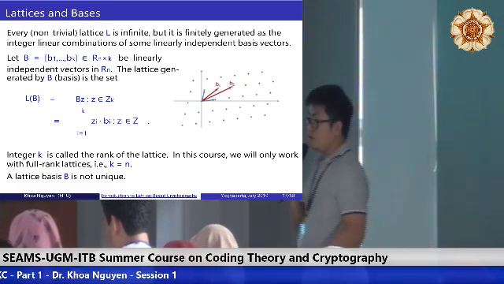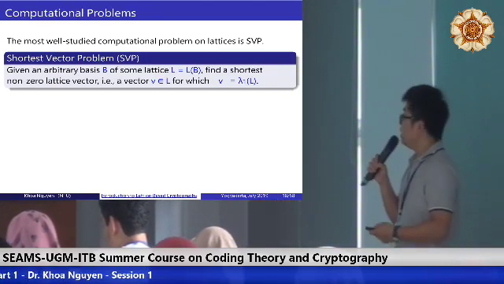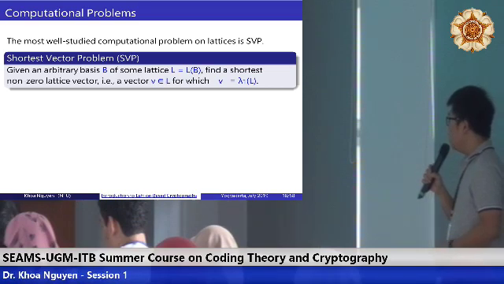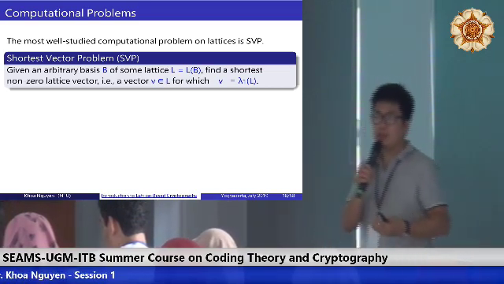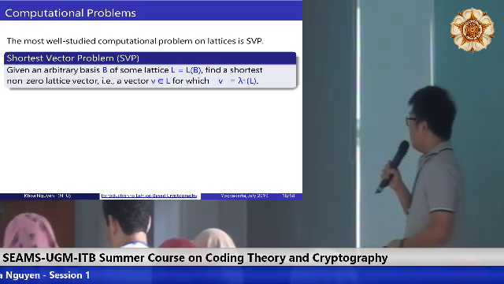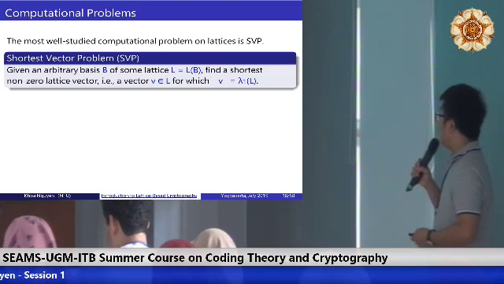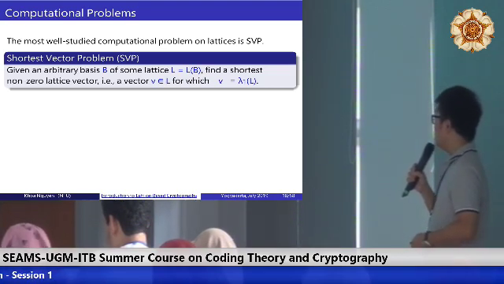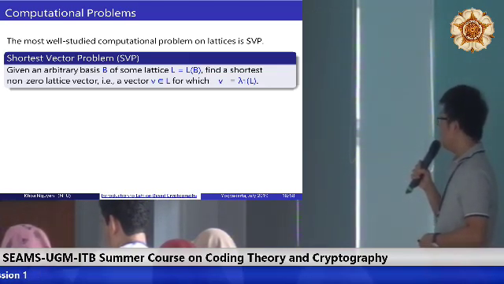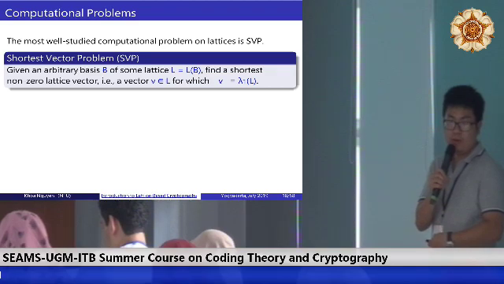Now let's talk about the computational problems that can be defined over lattices, and that are conjectured to be hard despite many efforts from the community. The most well-studied computational problem on lattices, which maybe you already heard about, is the shortest vector problem. Given a lattice L with a basis B, the problem asks to find the shortest non-zero vector in the lattice, which means a vector v in the lattice such that the norm of v is exactly the first minimum, lambda_1 of L.